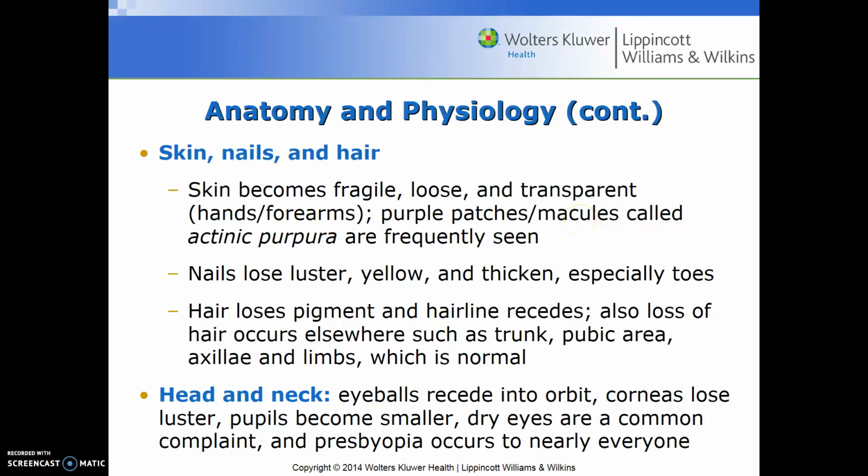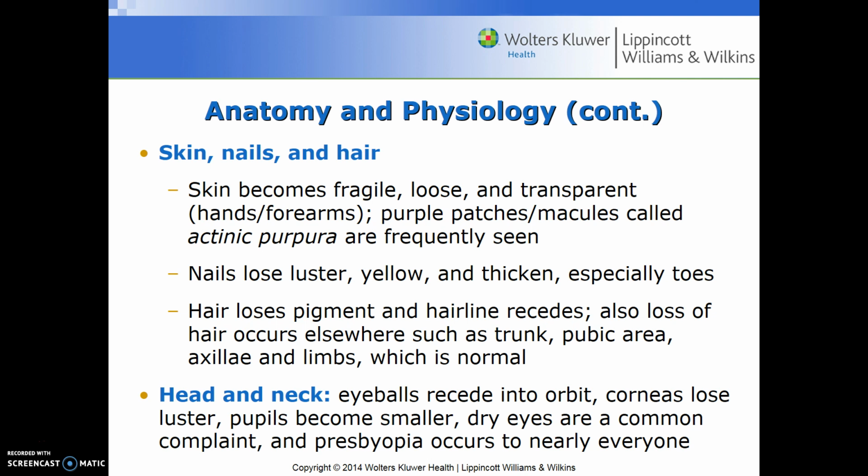Head and neck. I want to correct that the eyeballs don't actually recede into the orbit. The fat deposition changes and it makes them appear to be more receded. But the other is true, that our corneas are lackluster, pupils are smaller, fundoscopic exams are more difficult, and dry eyes is a very common complaint. Presbyopia occurs in nearly everybody by age 50. By 70, the visual acuity really declines, but still elderly adults maintain about 20/20 to 20/70.